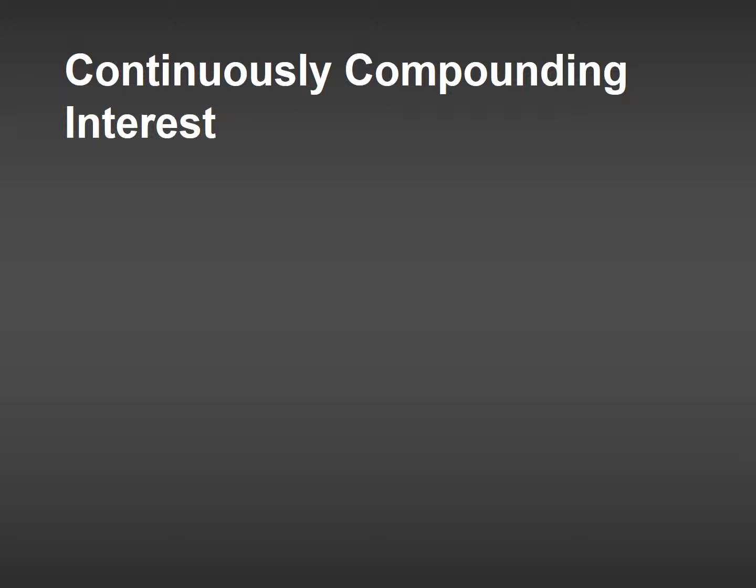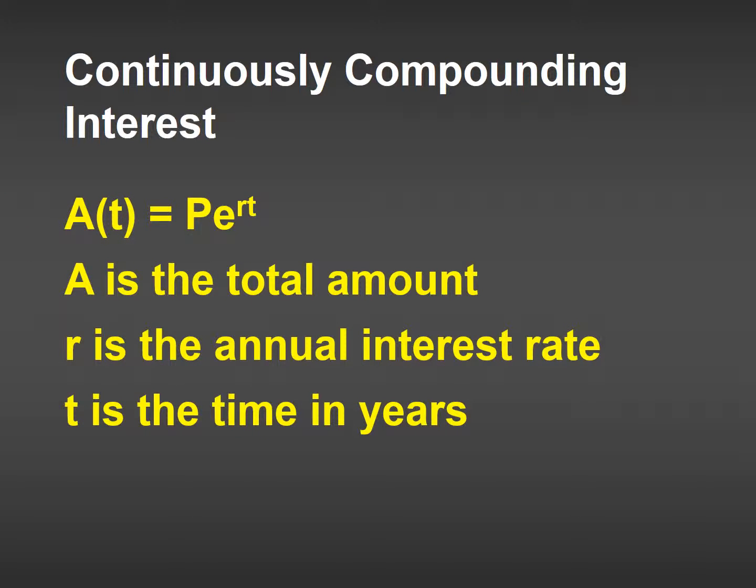Our next application of the log function is continuously compounding interest. We talked about compound interest, and you can compound once a year, twice a year, monthly, whatever. But let's say you're compounding all the time, continuously, like every half second. To do that, you can't just use anything for n because you're constantly compounding. So we get a new formula: A equals P times e to the rt, where A is the total amount, r is the annual interest rate, and t is the time in years.